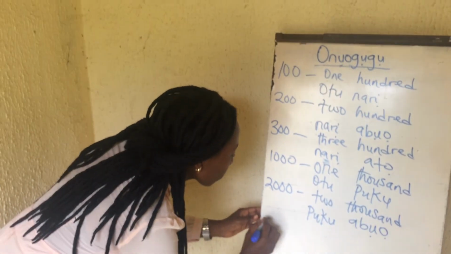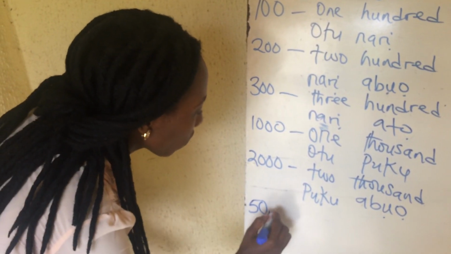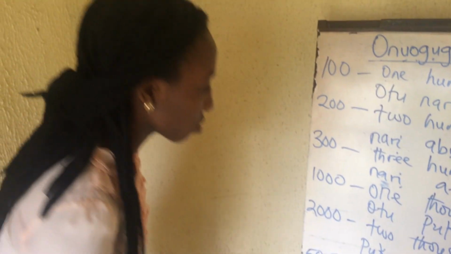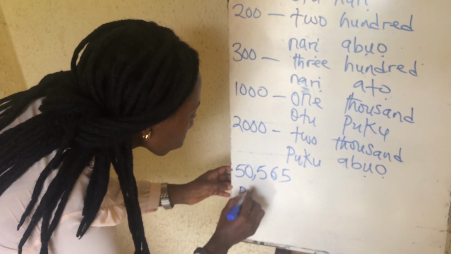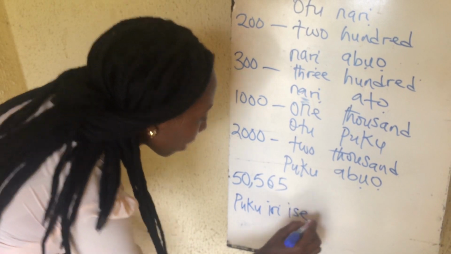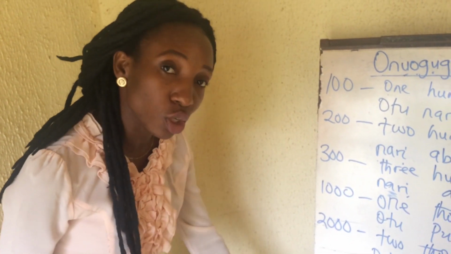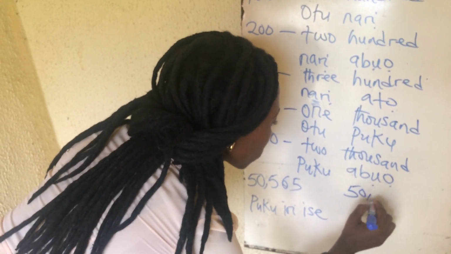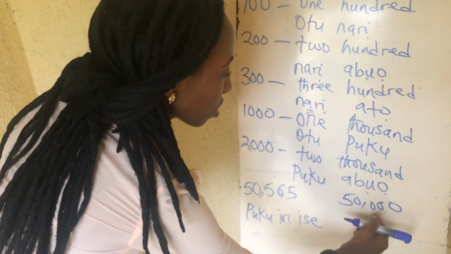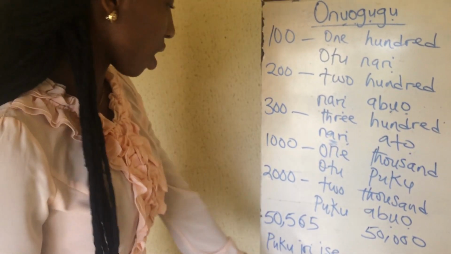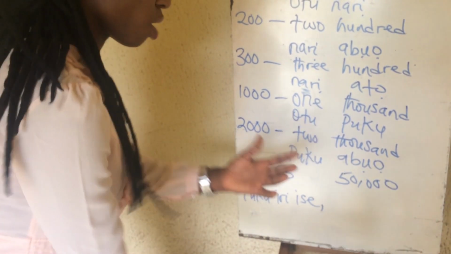Now when I say 50,565, I want to call it in Igbo. What do you call 50,000? Puku iri ise. Remember, 50 is iri ise. Puku is what? 1,000. So if you do full arithmetic, say 50,000. 1,000 comes first, but 50 before. 50,000: Puku iri ise. Now we come to 500.